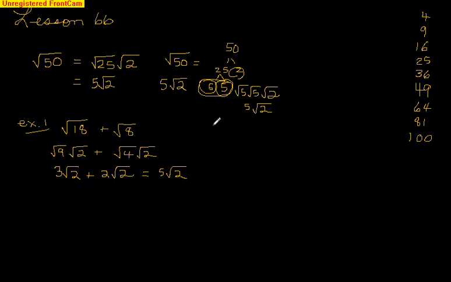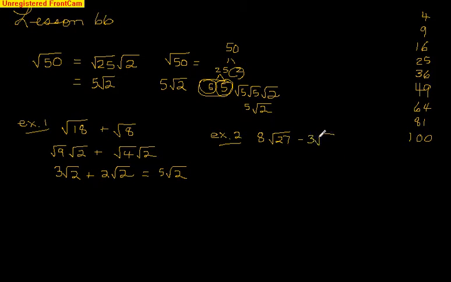Why don't you try this one, see if you can get it. Pause the video and then come back and see how it's done. So this one, number 2, is 8 square root of 27. It's a little harder. Plus minus 3 square root of 25.